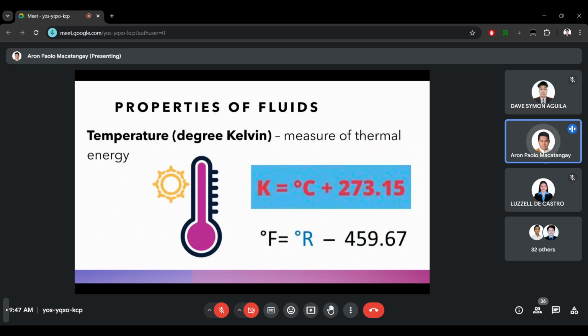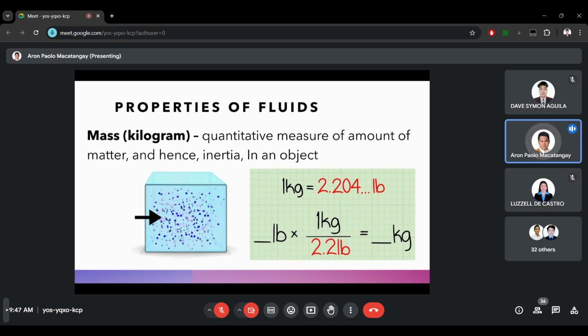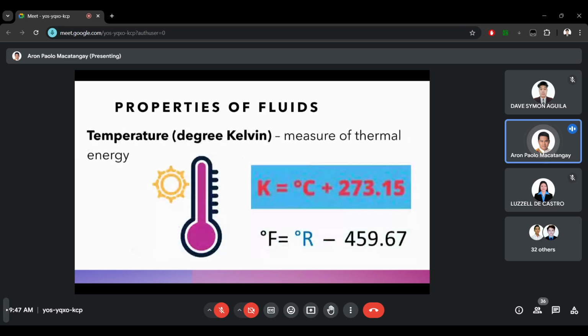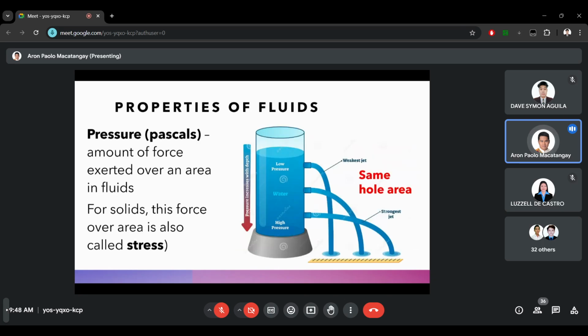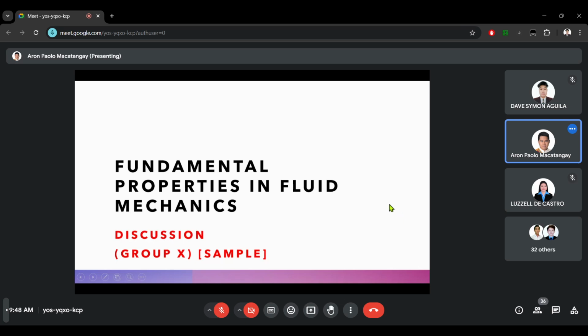So those are your four important properties. There are also other properties, but for now we focus on mass, temperature, volume, and pressure. So where do we use this for? We use this to solve for the fundamental properties in fluid mechanics.